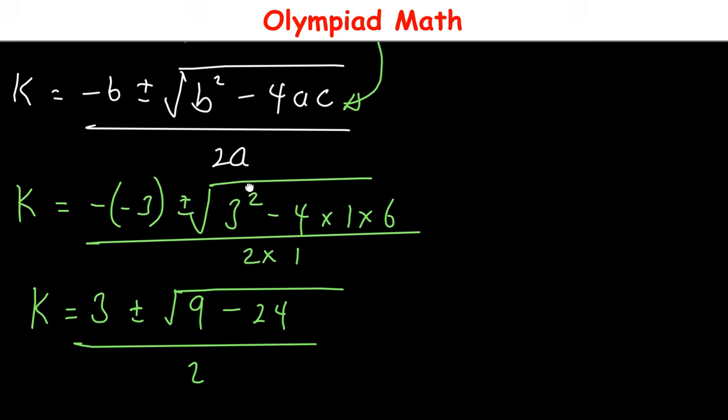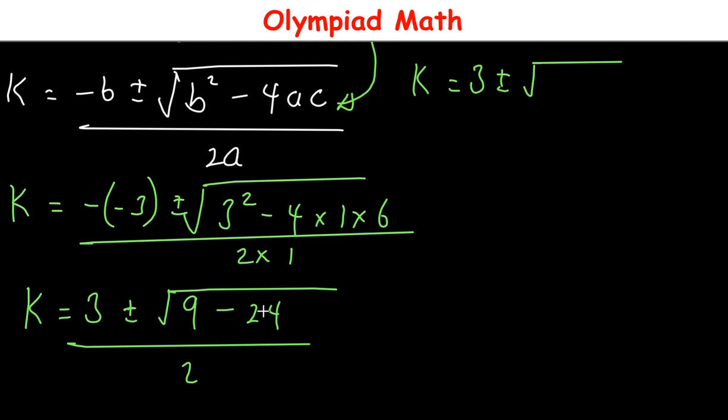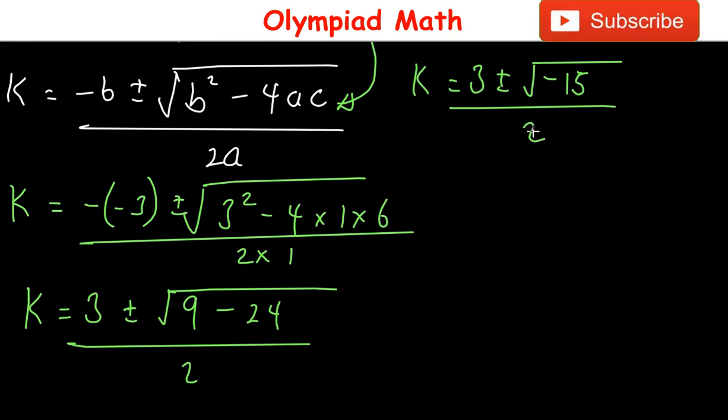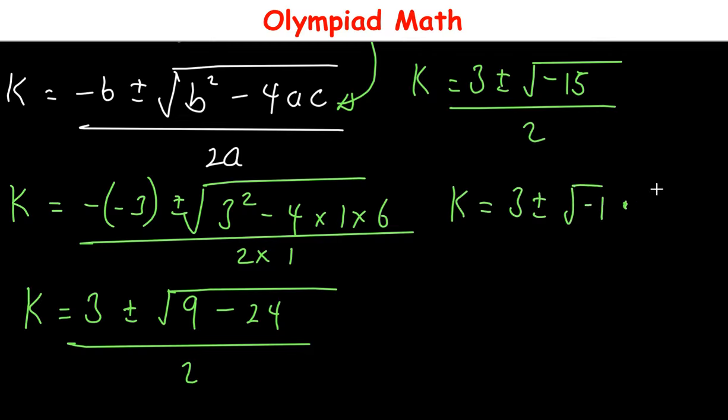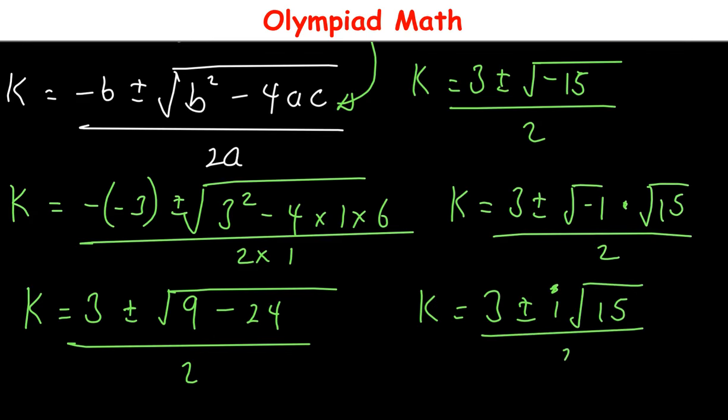And with this, we have the value of k, that k is then equal to 3 plus or minus the square root of 9 minus 24 minus 15 divided by 2. So we can write this as k is equal to 3 plus or minus square root of minus 1 times the square root of 15 divided by 2. So k is then equal to 3 plus or minus square root of minus 1 is i times the square root of 15 divided by 2.